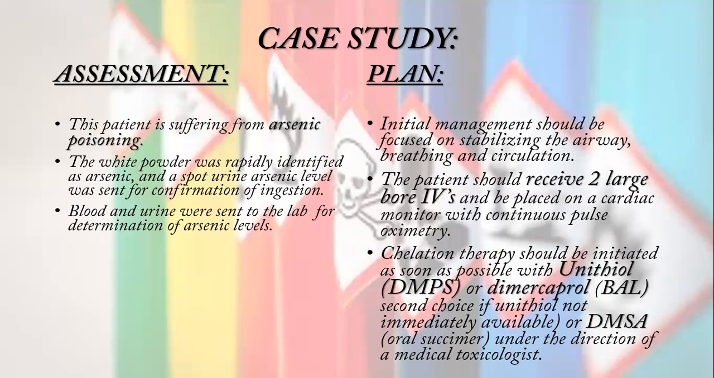Then we can start with the chelation therapy, and it should be initiated as soon as possible. As soon as we have realized that there was some metal poisoning, it is started with unithiol, which is DMPS, and dimercaprol, BAL, and basically unithiol is second choice if BAL is not available, or we can also give the succimer, DMSA, under the direction of a medical toxicologist because we have to monitor the toxicities.